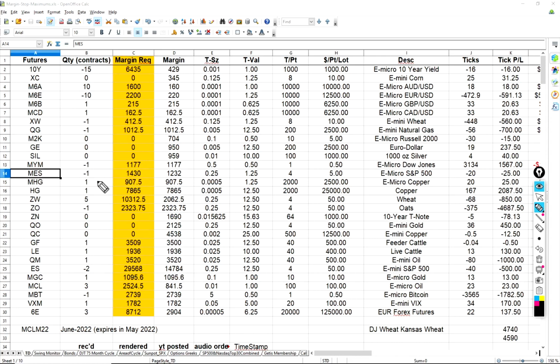Okay, let's go to the right. Let's go to the right here. I got one contract. We're shorting a contract, right? Everybody see that? Let's go to the right.